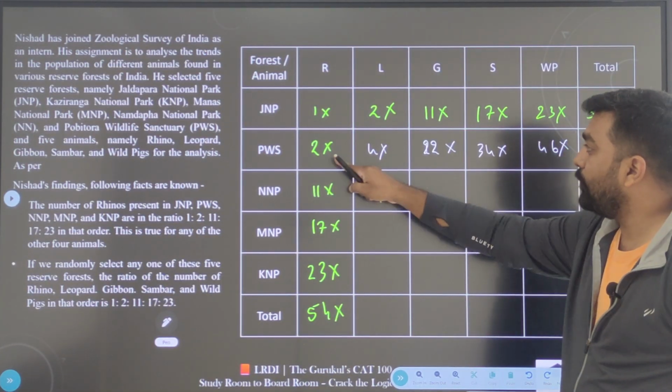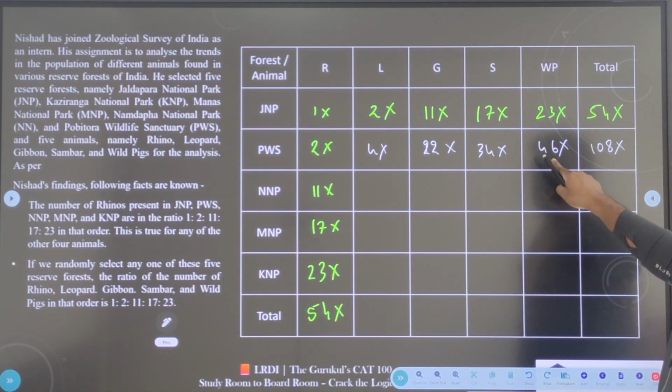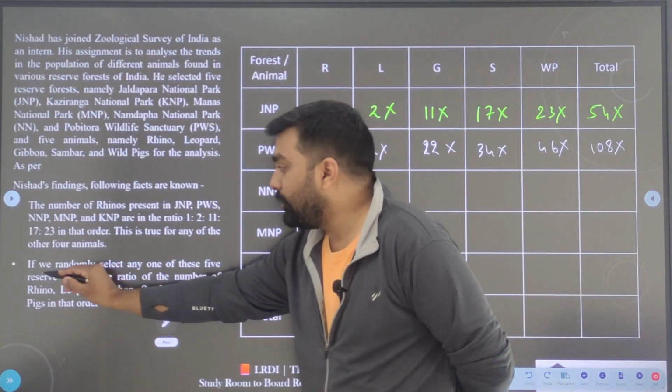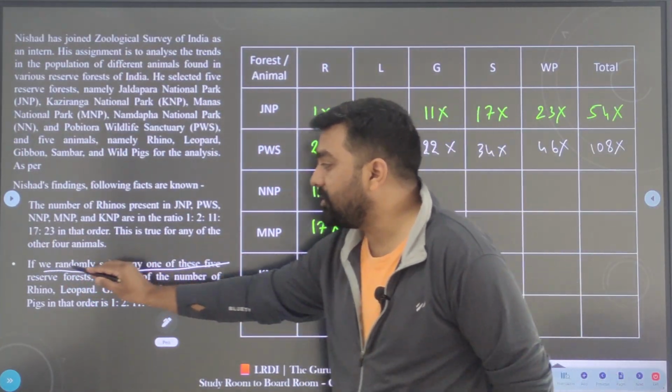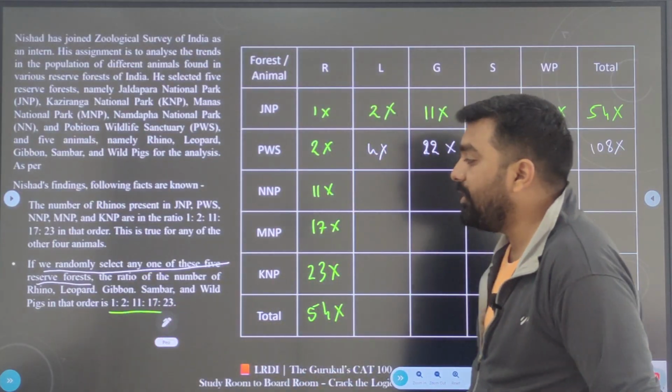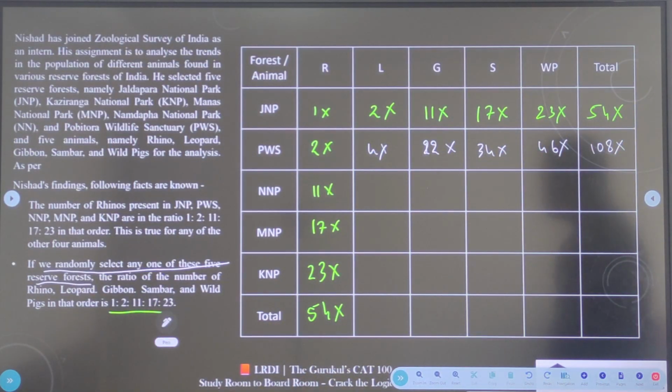Again, these are in the ratio 1:2:11:17:23, because they told us that if we randomly select any of these 5 reserves, they should always be in this ratio.